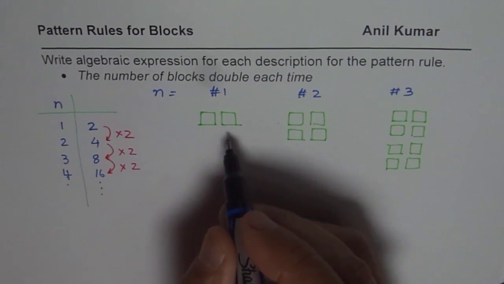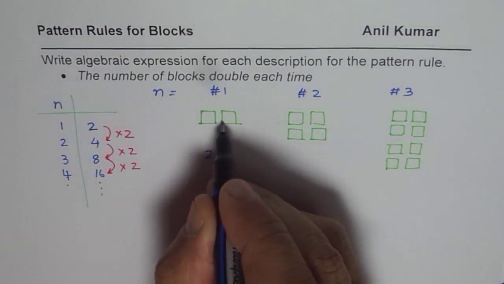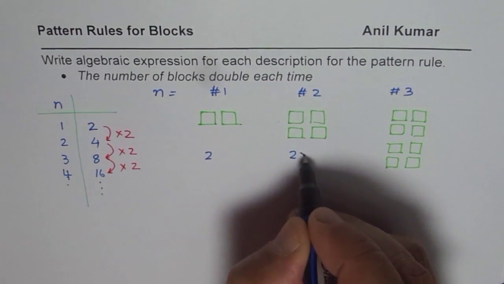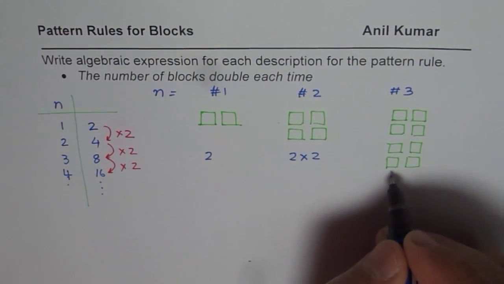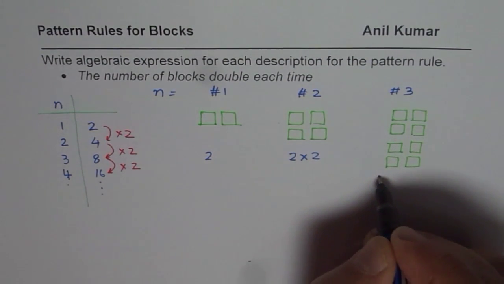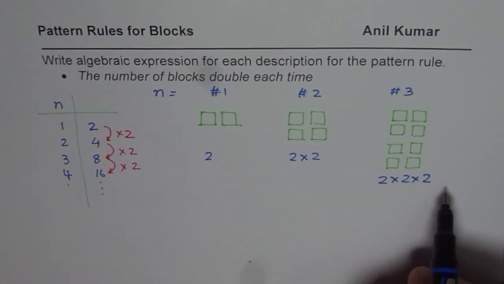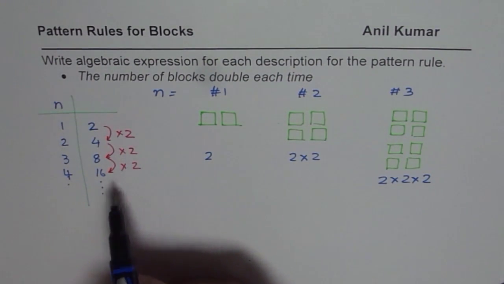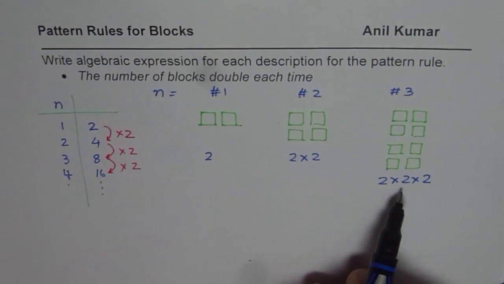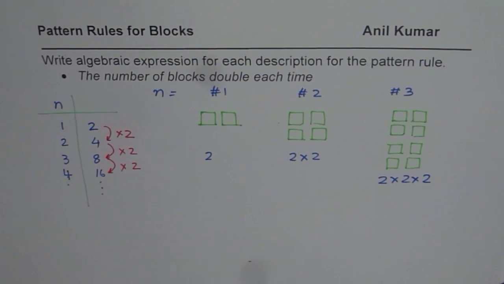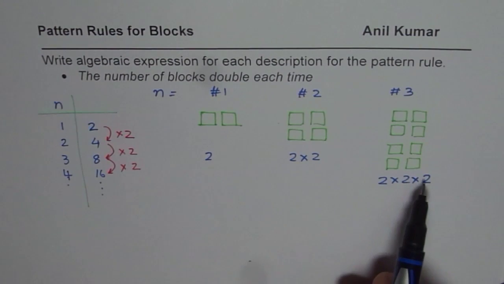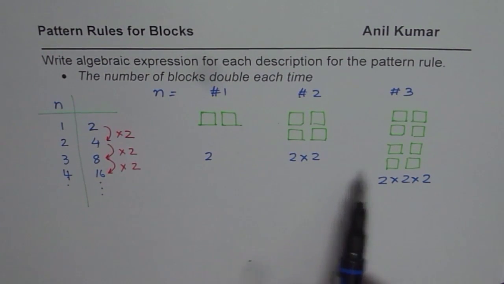Now to get this, it is like 2, right? This is like 2 times 2, 4. And how about this? Doubling means multiplying by 2 each time. So it is 2 times 2 times 2. So every time what we do is we multiply by 2. That is what it means, correct? So that is the pattern. So whenever it is doubling each time, you are multiplying the starting value by 2 each time. So that is how we can find a pattern.